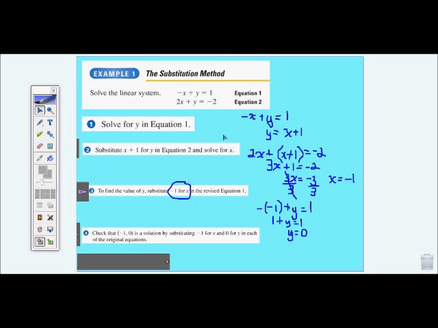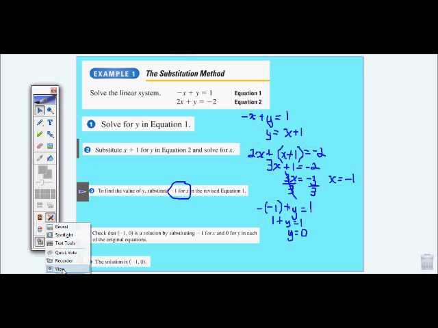I could also go to the other one because I used the first one. So I could say 2 times negative 1 is negative 2, plus y, which is 0. And so I have negative 2 equals negative 2. It works for both of those. And yes, the solution is negative 1, 0 then. We found the coordinate points that work for both equations. I'm going to go ahead and pause this in case I need to break this up for time's sake.